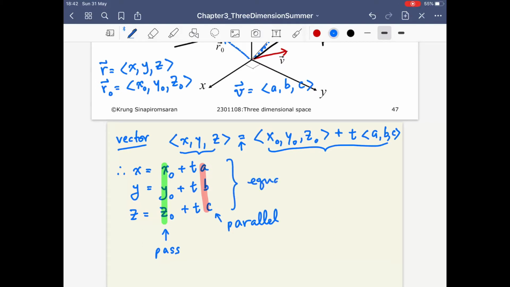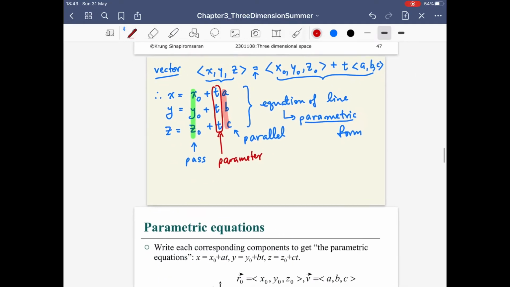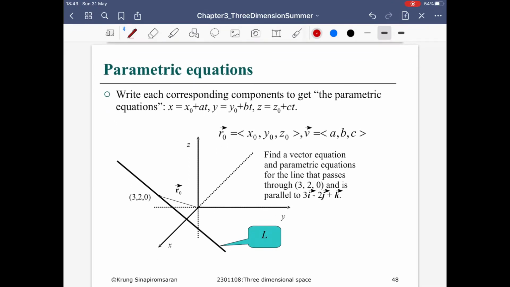This one is also called the equation of the line, but it is the parametric form. Parametric means that this form has a parameter, and actually this t is your parameter. So here is the form, the parametric form. x equals the point plus the parallel vector component, y equals the point plus the parallel vector component, and z equals the point plus the parallel vector component.